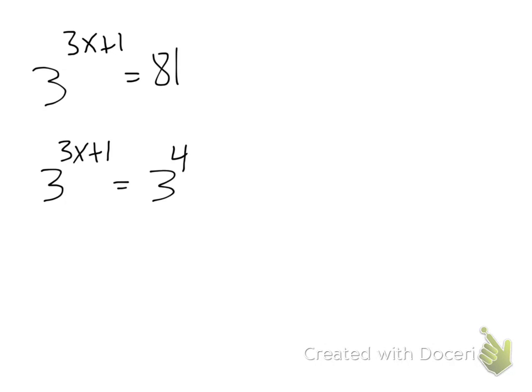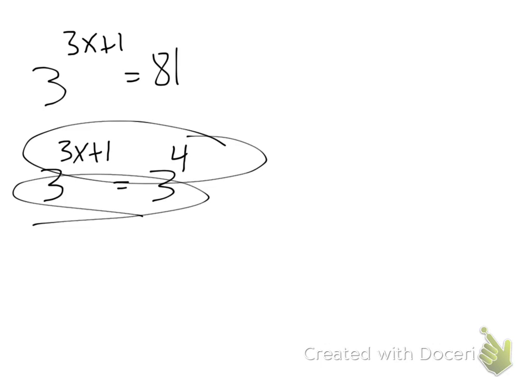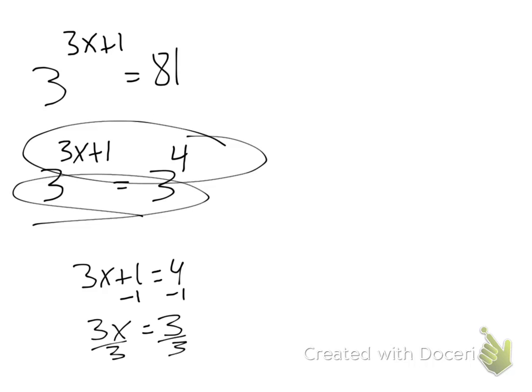If those numbers are the same, that means the bases are the same and the exponents are the same. So when does 3x plus 1 equal 4? Can you solve that? Subtract 1, subtract 1. 3x equals 3. Divide by 3. x equals 1. And your answer is 1. Again, check it. 3 times 1 plus 1 is 4. 3 to the 4th power is 81.